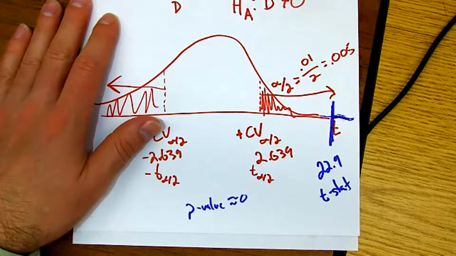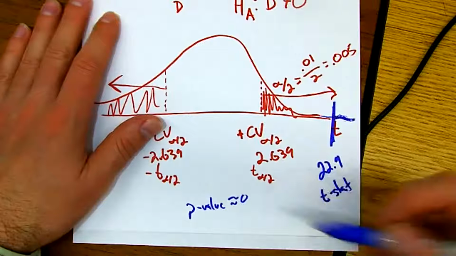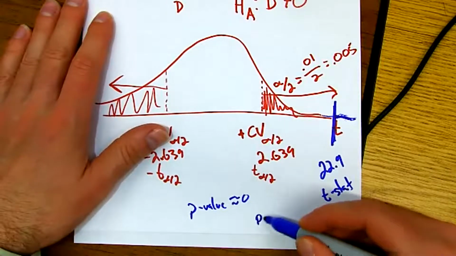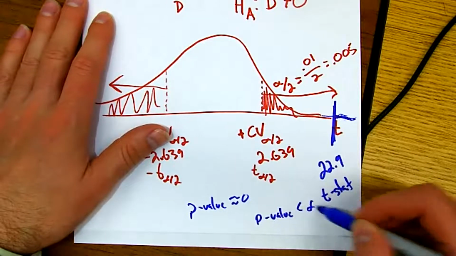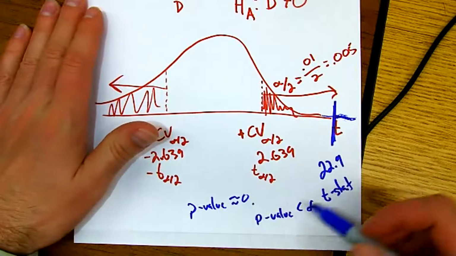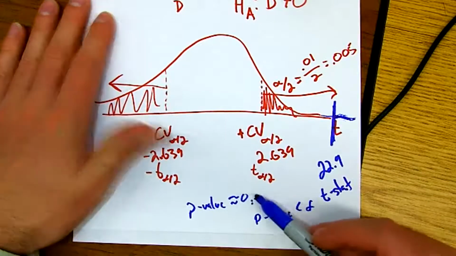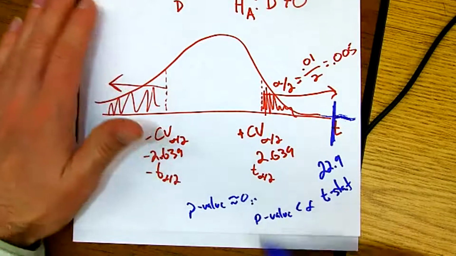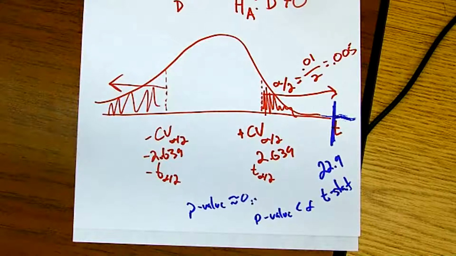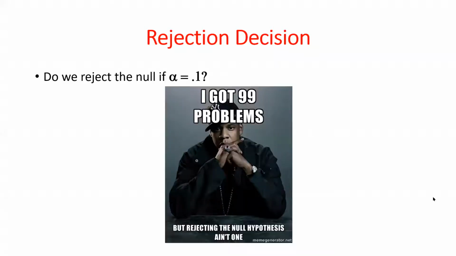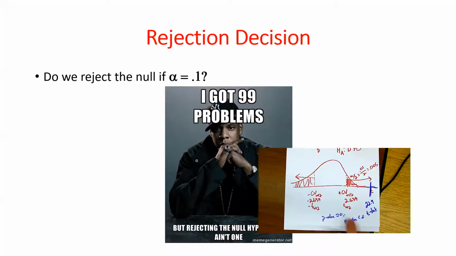Okay? So if I'm thinking about what levels I can reject at, well, I only reject if the p-value is less than alpha. This is going to be less than an alpha of 0.1, 0.05, 0.01, right? This is pretty much 0, so I can reject at all levels. So it doesn't matter what alpha I want to compare to, I can reject it all. I got 99 problems, but rejecting the null ain't one in this one, right? Because I've got a low enough p-value, I can reject at every single level. Okay?